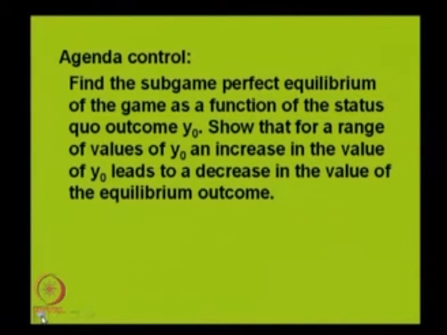We can have the following exercise from this sort of game. Find the subgame perfect equilibrium of the game as a function of the status quo outcome Y0. Whatever subgame perfect equilibrium outcome one finds, it has to be expressed as a function of Y0, which is the status quo outcome. Show that for a range of values of Y0, an increase in the value of Y0 leads to a decrease in the value of the equilibrium outcome.